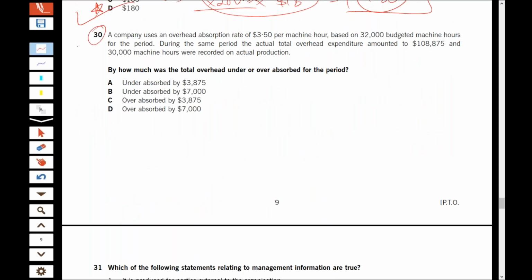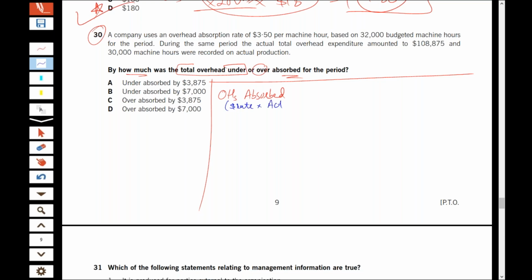Question number 30. By how much was the total overhead under or over absorbed for the period? Now, allow me to explain under and over absorbed. First of all, your overheads are absorbed. Overheads absorbed are calculated as rate multiplied by actual units. I should not write units, I should write actual activity.